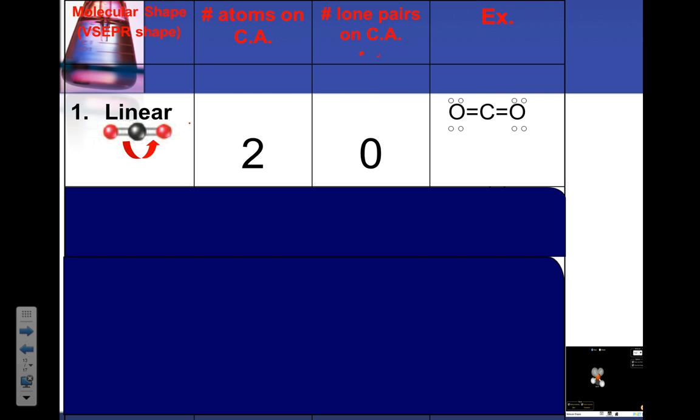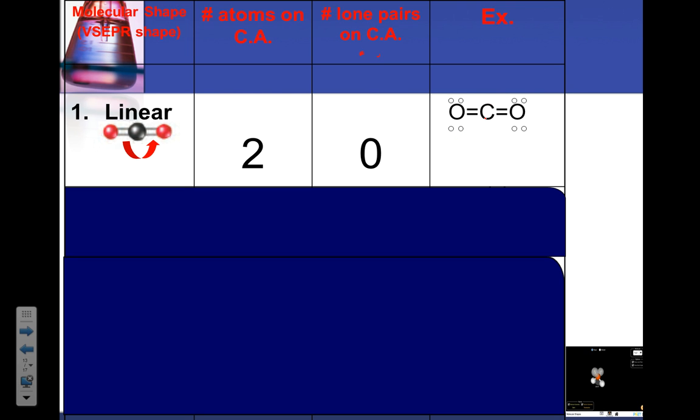Linear is our first VSEPR shape that we want to look at. If you have two atoms on your central atom and no lone pairs, like a molecule of carbon dioxide, this is what our Lewis structure would look like. You'd have carbon in the middle, with double bonds on each side of carbon connecting to your oxygens, and the oxygens would have 4 dots on them. This gives the octet for each atom present.